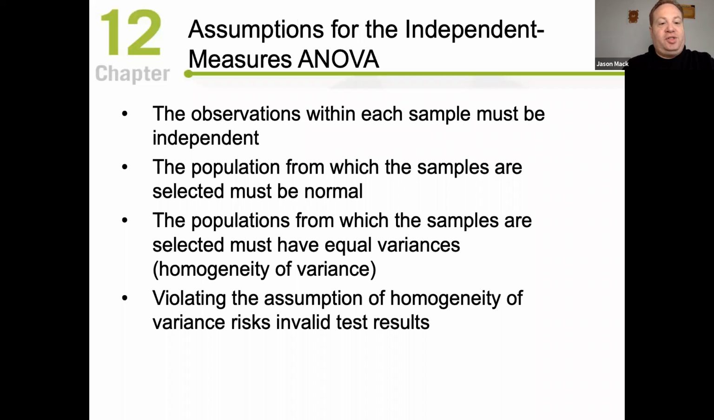Assumptions for the independent measures ANOVA. The observations within each sample must be independent. The population from which the samples are selected must be normal. The population from which the samples are selected must have equal variances, homogeneity of variance. Violating the assumption of homogeneity of variance risks invalid test results.